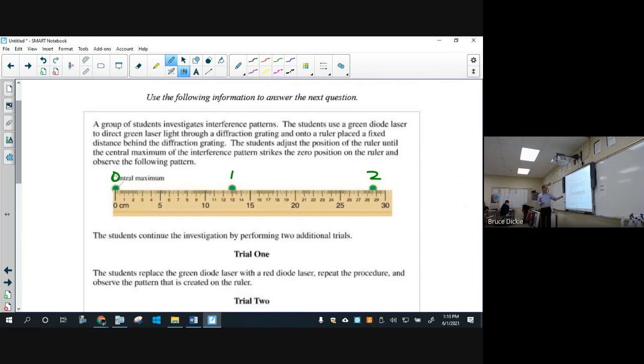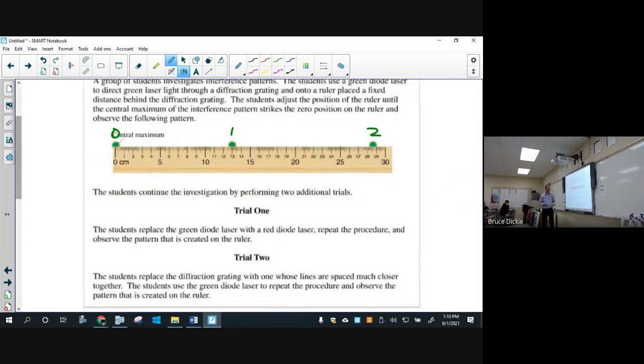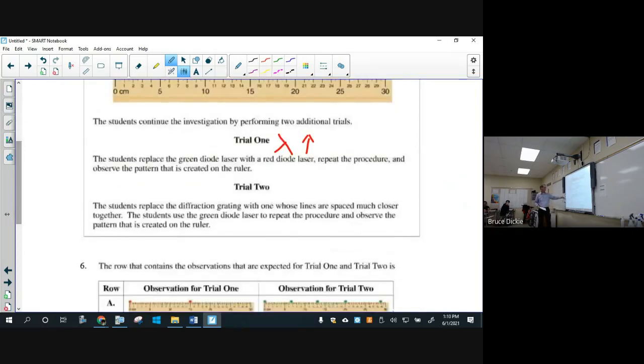And then we have 2 trials here. First trial, we'll replace the green diode with red. So what are we doing here? If we're going from green to red, frequency is going down, or wavelength is going up. So we're increasing the wavelength. That's what we're doing there, right? Increasing wavelength. In the second one, it says, replace the diffraction grating with one whose lines are closer together. So the openings are closer together. That means for this one, we're making d smaller. The spacing of the slits is smaller. And we're going back to green. We're going back to my original diagram, the original up there, okay?